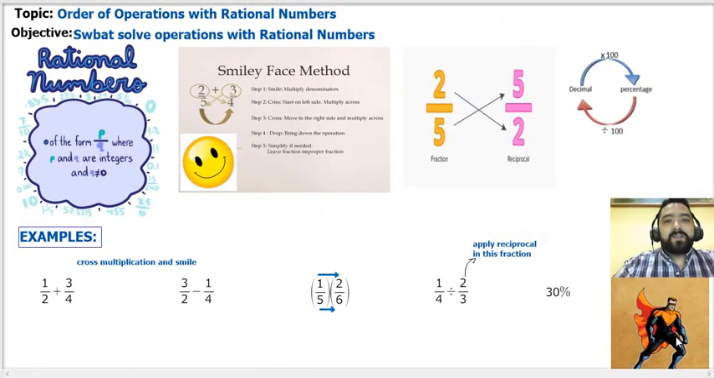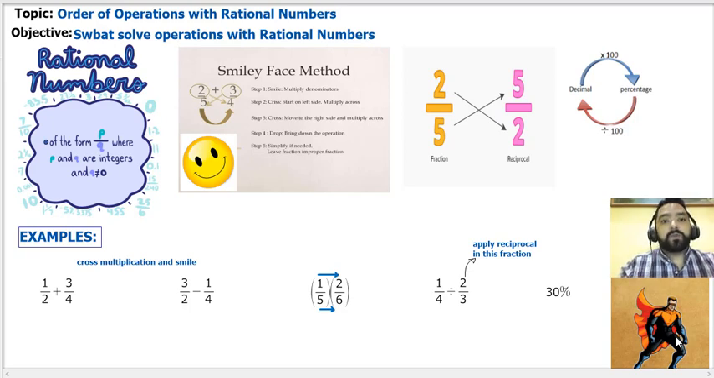Hi, today you will learn how to add, subtract, multiply, and divide rational numbers, or operations with rational numbers. For this, you have to remember how to add and subtract fractions. But in this case, we are going to use the smile face method, or cross multiplication and a smile. Remember, the cross multiplication and smile, or the happy face, is just for adding and subtracting fractions with unlike denominators.